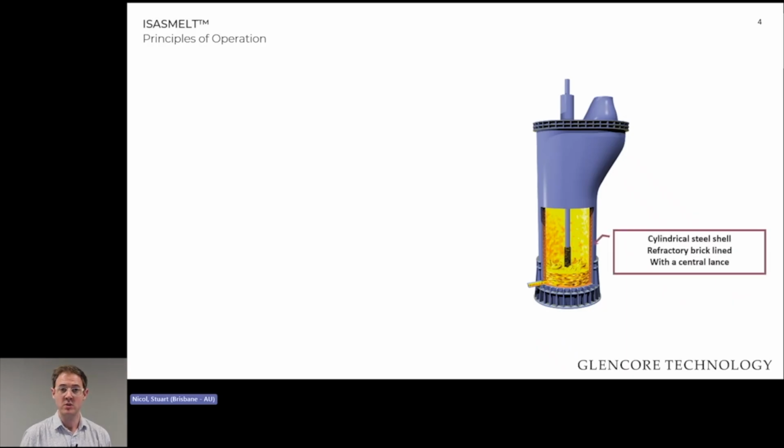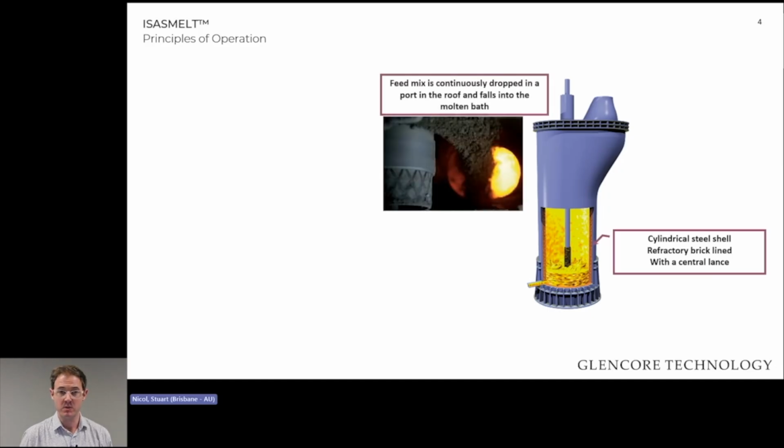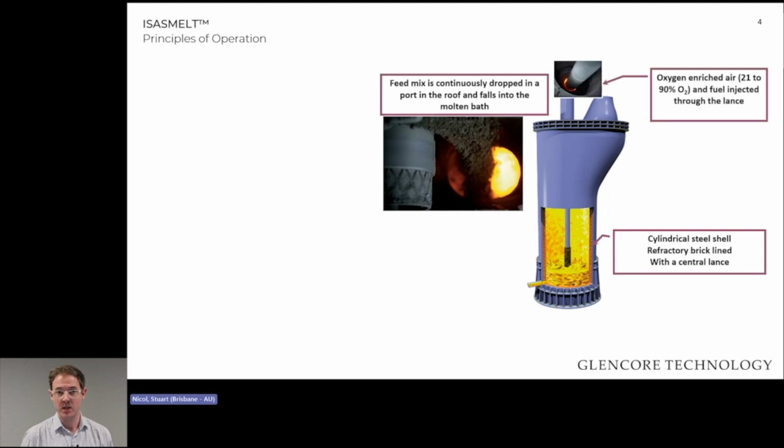It has a cylindrical steel shell with a refractory brick lining and a central lance. Feed material is poured into the furnace through a feed port in the top, and that falls into the bath where it reacts. In the furnace, we inject gases down the lance. That lance can have oxygen-enriched air, and it can operate anywhere from 21 through to 90% oxygen enrichment. You can also inject fuels in the lance as well for temperature control.